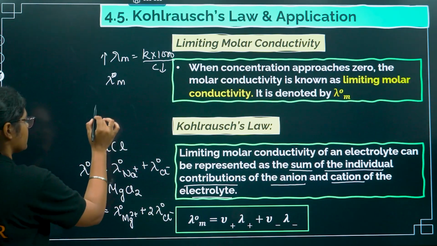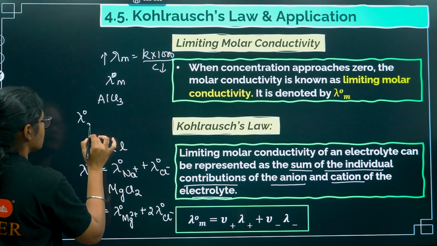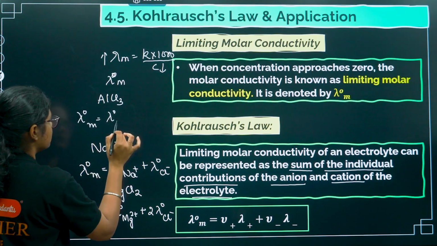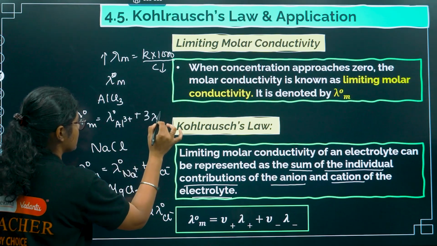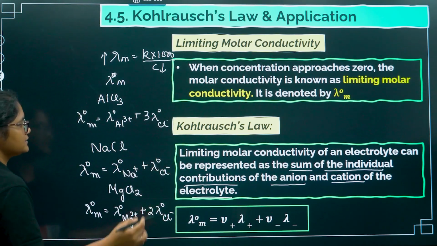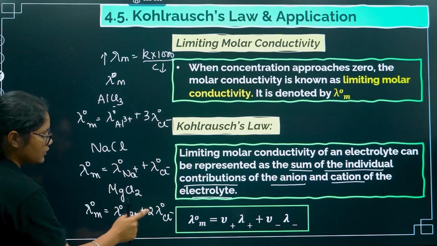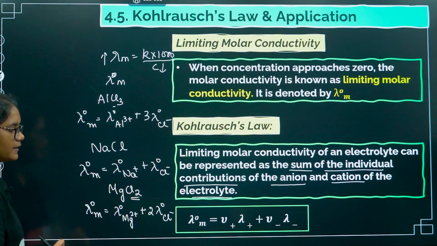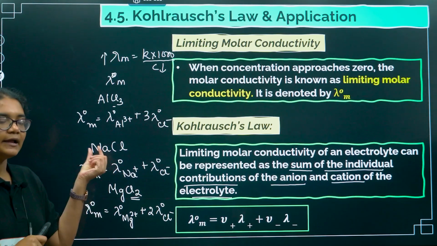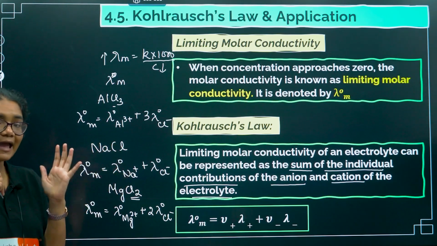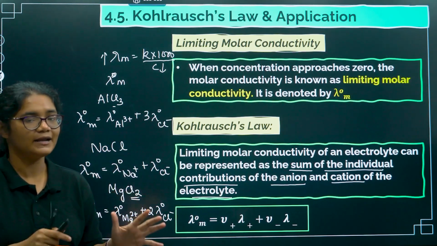Next, if I talk about AlCl3, the molar conductivity here will be equal to that of Al3 plus, plus 3 times that of Cl minus. Why am I taking 3? Because there are 3 chlorines. Why am I taking 2 for Cl in MgCl2? Because there we have 2 Cl, right? So that is what Kohlrausch's law says, that if you have an electrolyte, its molar conductivity can be represented as the sum of the molar conductivities of the cations and anions.